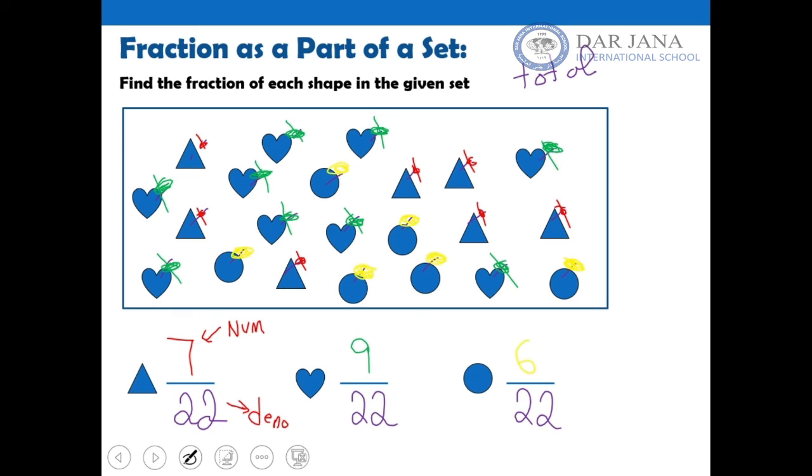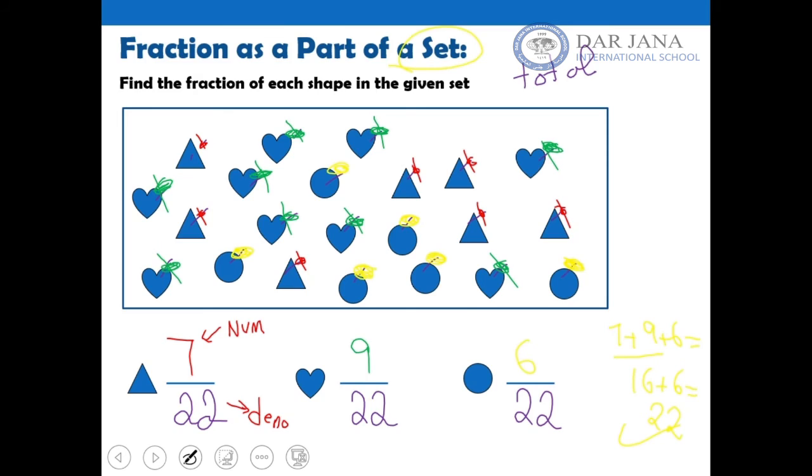Now, before finishing and moving on to the next example, we need to make sure that our answer is correct. We can check by adding 7 plus 9 plus 6, and the total must equal 22, because if you add all the shapes, there must be 22. So 7 plus 9 equals 16, and 16 plus 6 equals 22. Once we check, we make sure that all the counts are correct. This is an example where I'm finding a fraction as a part of a set of things. They are not one whole region.